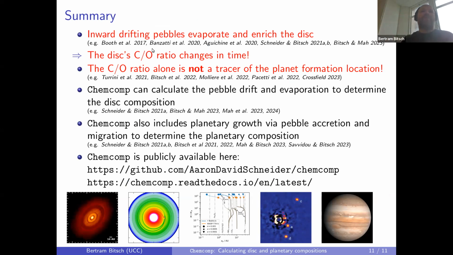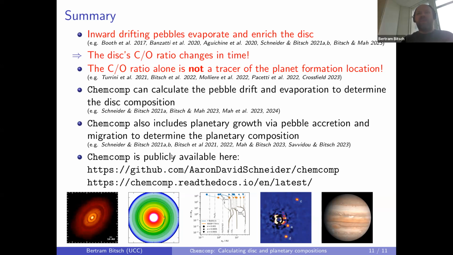The other important point is that the disk C/O ratio changes in time, so it's not static, and also that the C/O ratio alone is not a tracer of the planet formation location. From a computational side, ChemComp can calculate the pebble drift and evaporation to determine the disk composition. But you can also use it to calculate the planetary growth and also the composition of the planet.